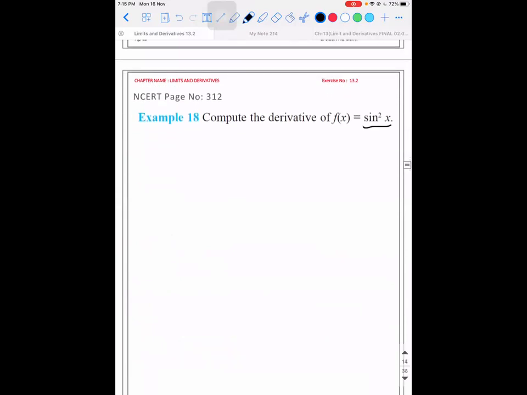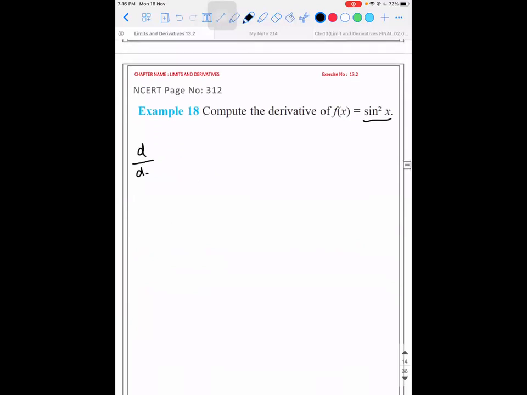Okay. Now we will find the derivative of sin square x. So for the derivative of sin square x, see what I'm going to do. Sin x into sin x. Okay. Apply the UV rule and tell me what is the answer. Sir, it is 2 sin x cos x. That's right.